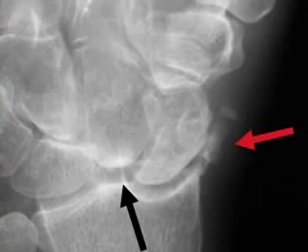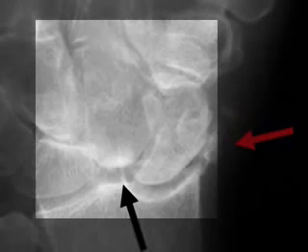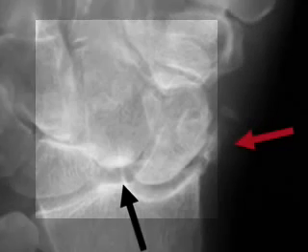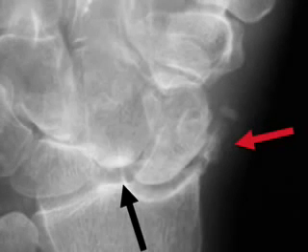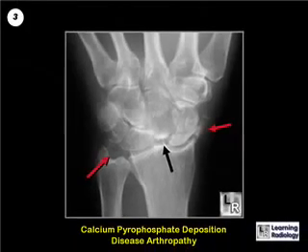And the black arrow is pointing to the capitate, which has collapsed proximally into a space that has been left by separation or dissociation of the scaphoid and the lunate bones. This is an example of scapholunate advanced collapse.